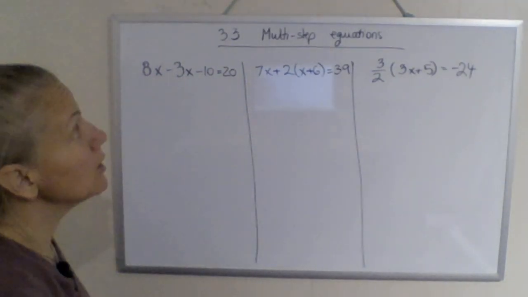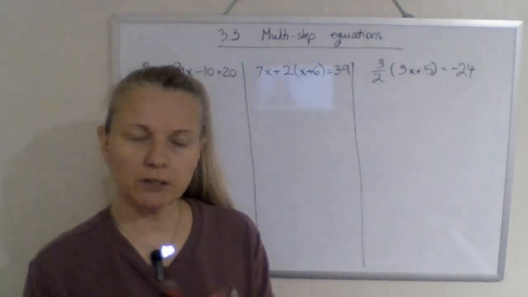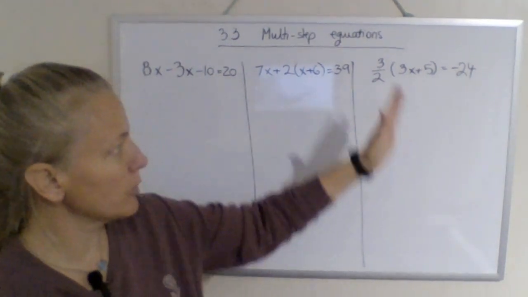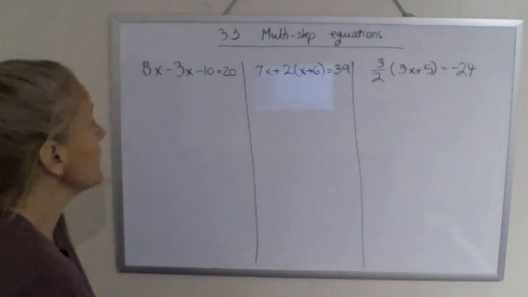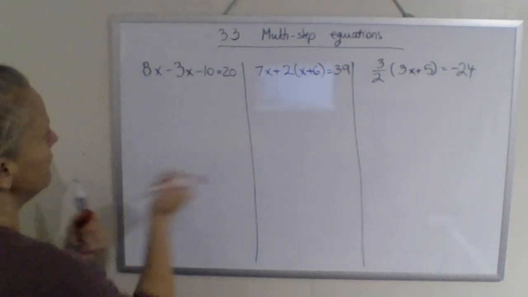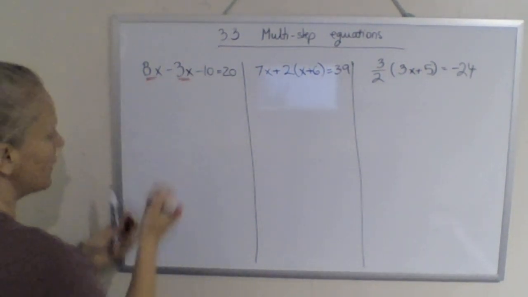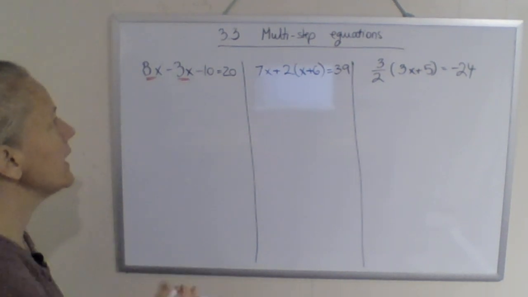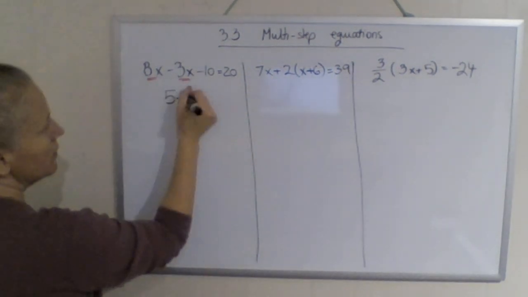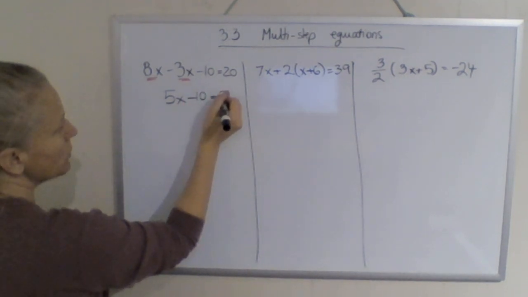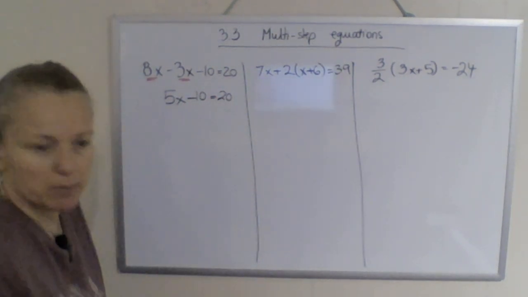3.3 dealt with multi-step equations. So we did one-step equations, two-step equations. Now we have a lot more going on. And so we're going to dive in immediately and see how we solve this. This one is an easy one. The first thing we want to do is combine the like terms. I have 8 apples. I'm taking away 3 apples. I'm left with 5 apples. Minus 10 equals 20. And we're back to a two-step equation.